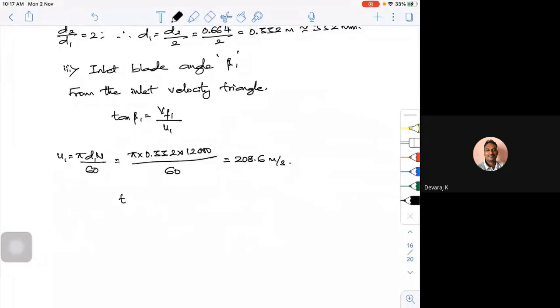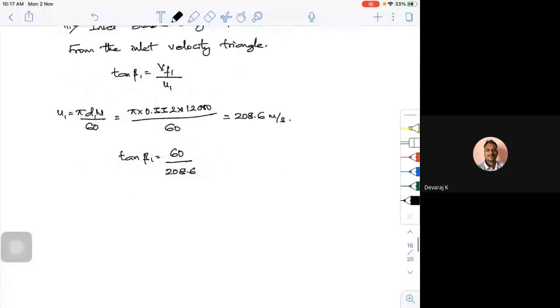Now let me substitute it. Tan beta 1 is equal to Vf1, which is equal to Vf2, which is equal to Vf, that is 60 meters per second, which is given in the numerical. So 60 divided by 208.6. If I take the tan inverse of 60 by 208.6, I am getting my beta 1 as 16 degrees.